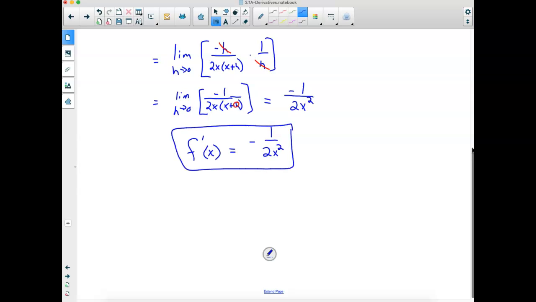Well, let's check it out. Let's see if that works. What's f prime if I put my 3 in there? Well, that's negative 1 over 3 squared, which is 9, times 2. Look at that, I get negative 1/18, just like I had.